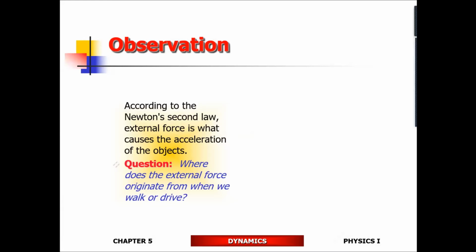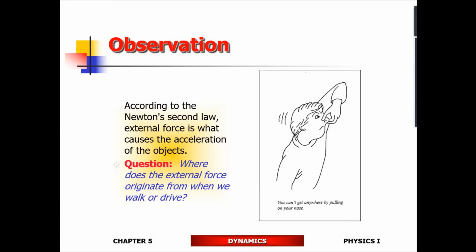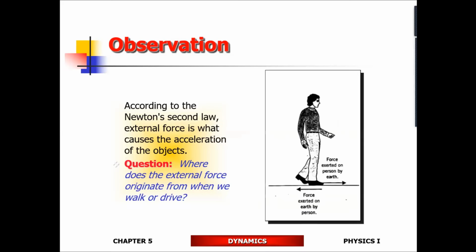External force is a force that has to be external to your mass. It needs to be external to your body. Internal forces will not cause an acceleration. You cannot lift your entire body up by grabbing your nose and pulling it in the opposite direction, because muscles generate internal forces. So where does the external force come from when we walk?